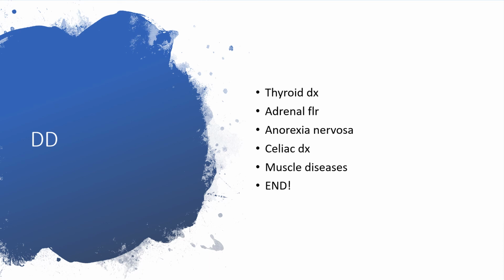Still on differential diagnosis, remember we've gone through the list of possible extra-hepatic features. So it could be thyroid disease, could be adrenal failure, could be anorexia nervosa, particularly in young women that is having severe nausea and anorexia. Could be celiac disease, particularly in those with diarrhea and muscular diseases because of possible GBS as part of clinical features. And with that, I've come to the end of this presentation.